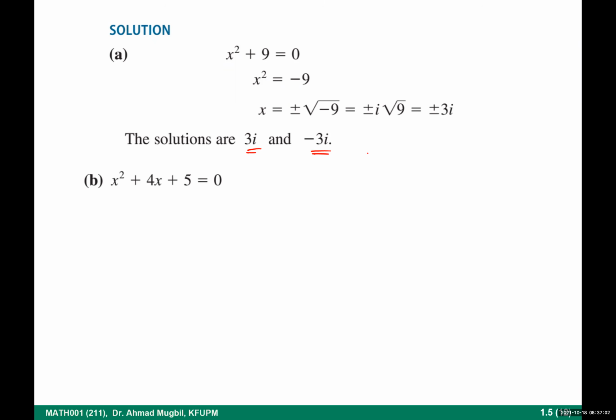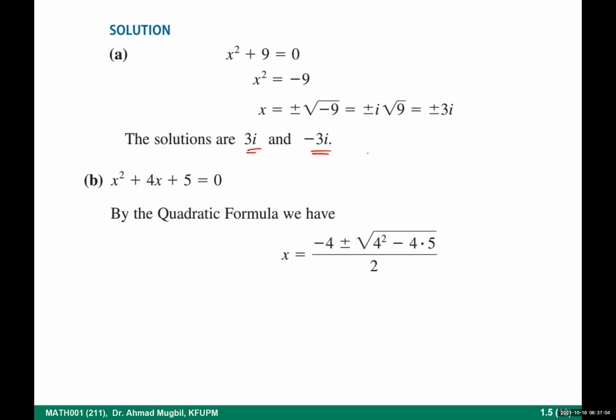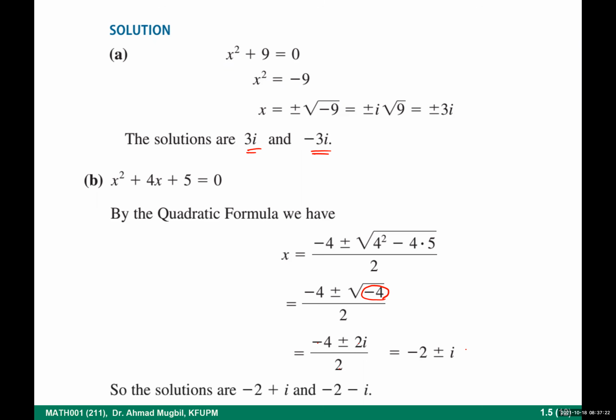So what you will do, you will use the quadratic formula. Now, if you simplify, you will get square root of -4. The discriminant is negative. So it will be 2i. Simplify, it will be -4/2, -2. 2/2 is 1. So here we are. What are the solutions? -2 plus i and -2 minus i.